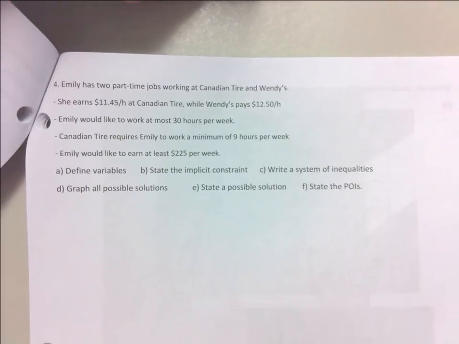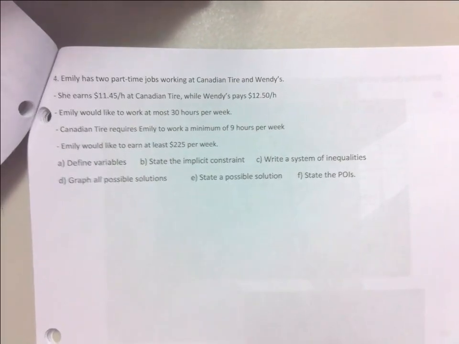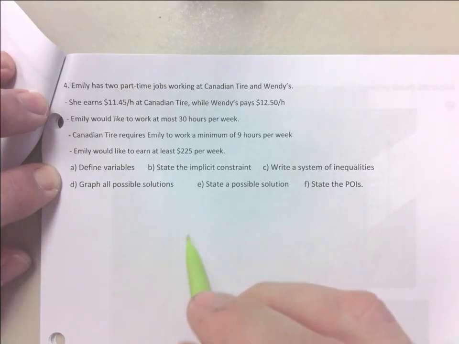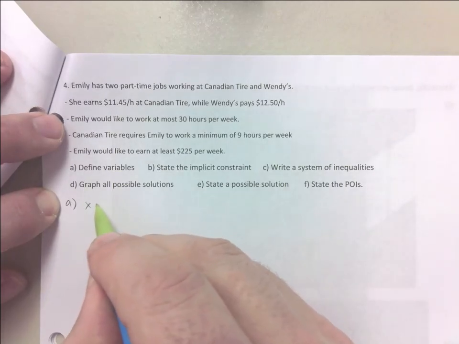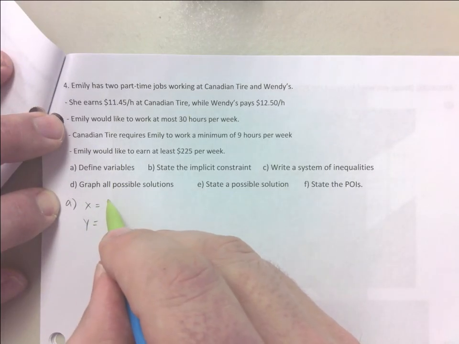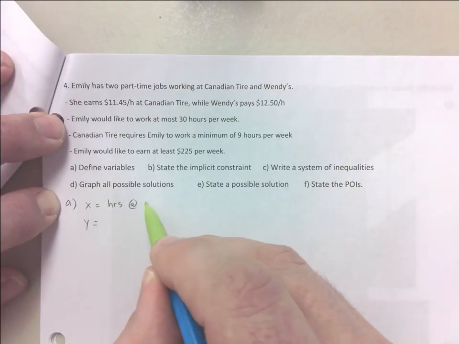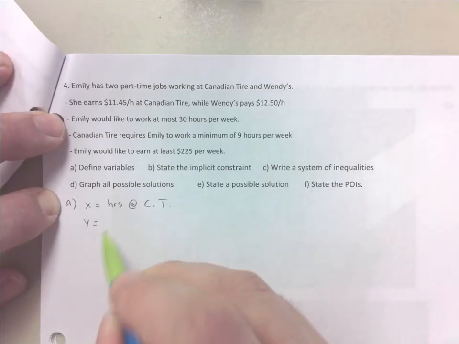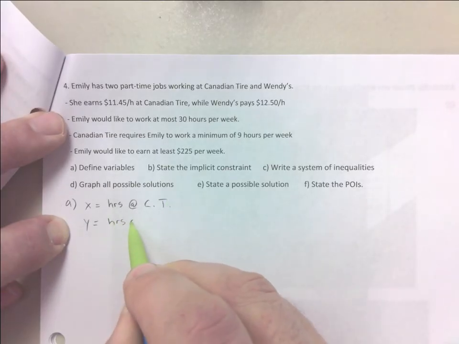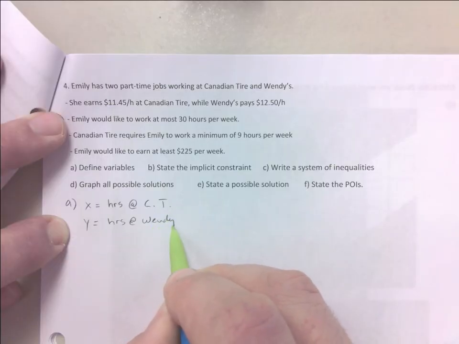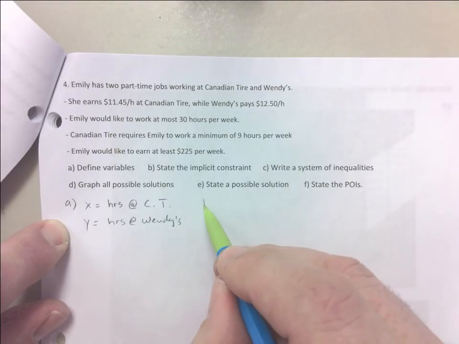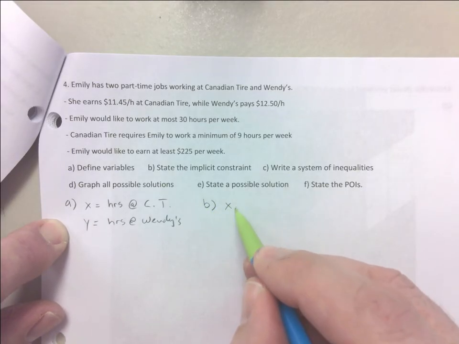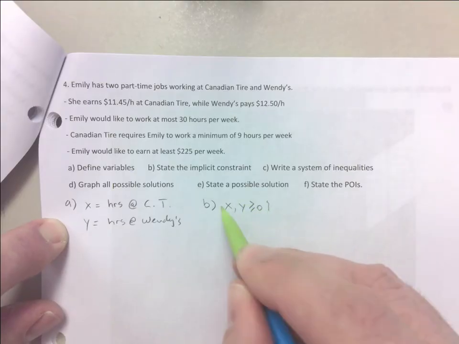So if we go to 54, we will quickly copy the inequalities down. Okay, so we already defined variables. I want to use my space wisely here because I need it for the graph. We're just going to let X be the hours at Canadian Tire, and Y is the hours at Wendy's. The implicit constraint is your X, Y is greater than or equal to 0. You can't have negative hours.